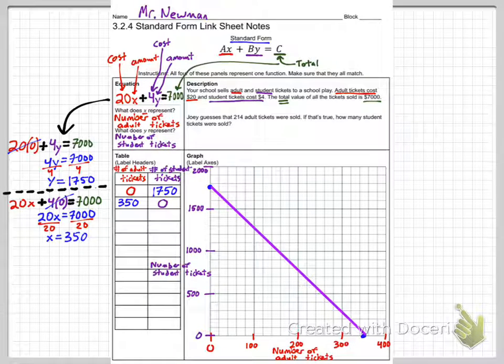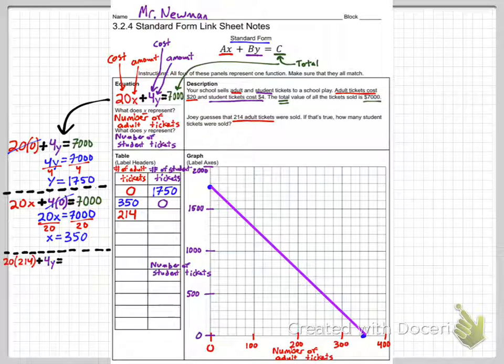We also need to answer the question. So Joey guesses that 214 adult tickets were sold. If that's true, how many student tickets were sold? 214 is the number of adult tickets, so that is X. So I'm going to write that in the X part of the X column in my table, and I'm going to plug it into the equation we have.